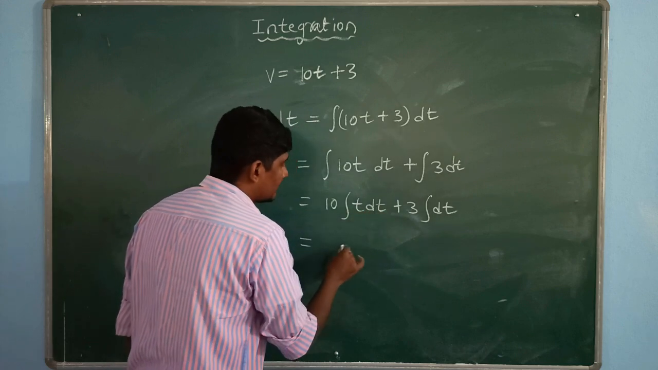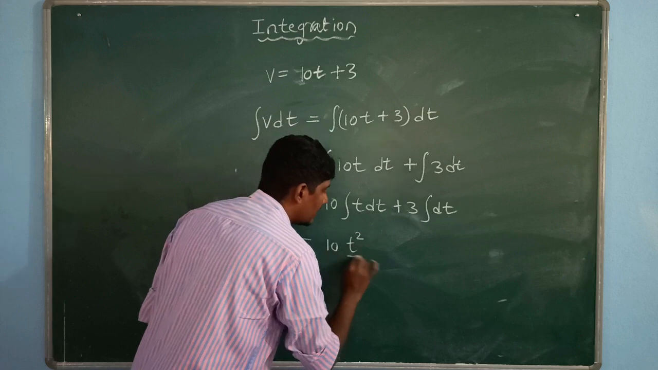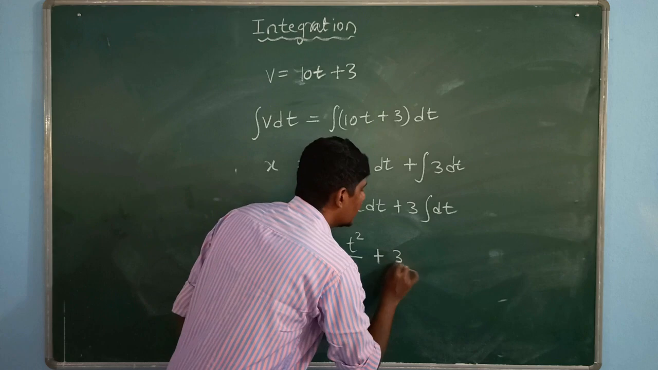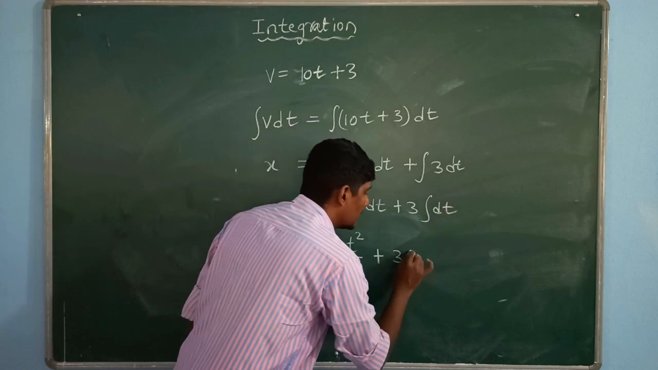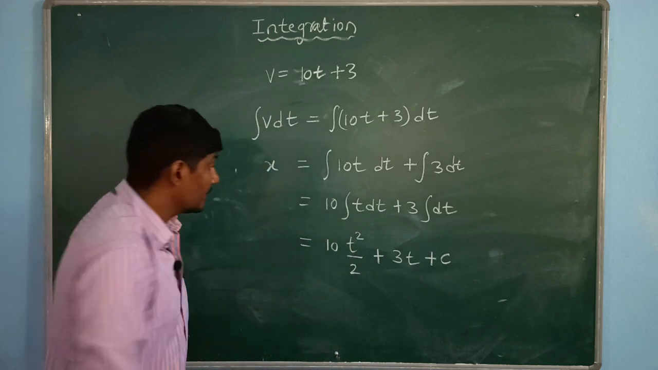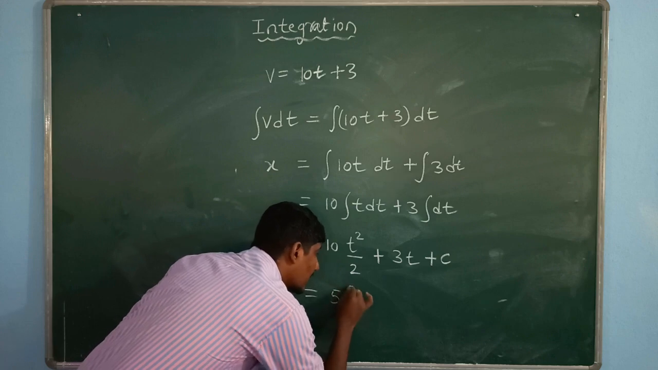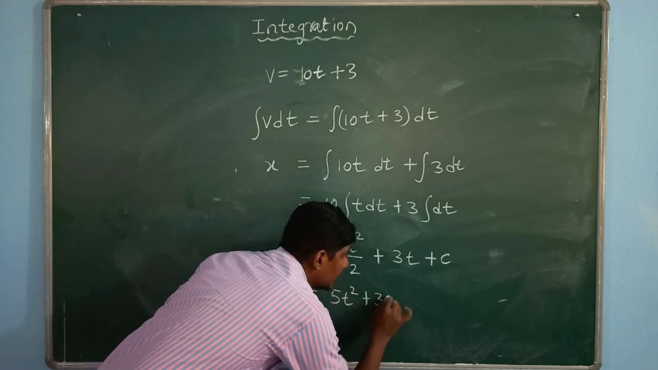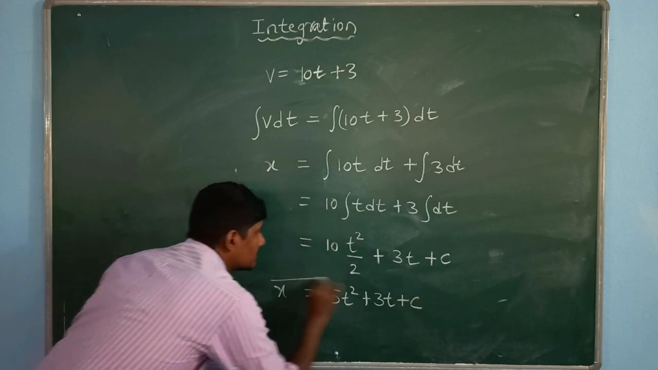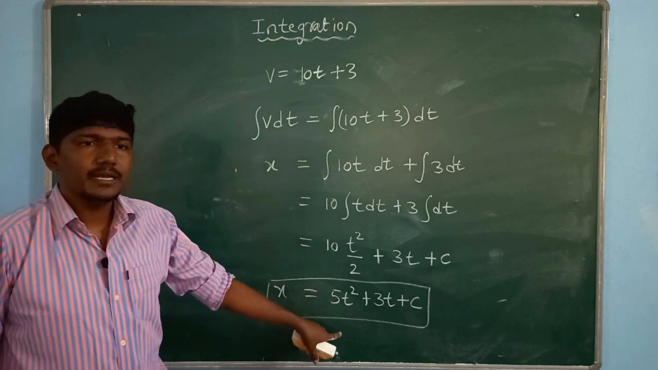Integration of t is what? 10 as it is, t to the power 1 plus 1, t square divided by 2, plus 3 times integration of dt, which is t. Finally you need to write c also, because it is an indefinite integral. Next, 10 by 2 means 5t square plus 3t plus c. This is your displacement. So using velocity, if you integrate velocity, you finally get displacement.